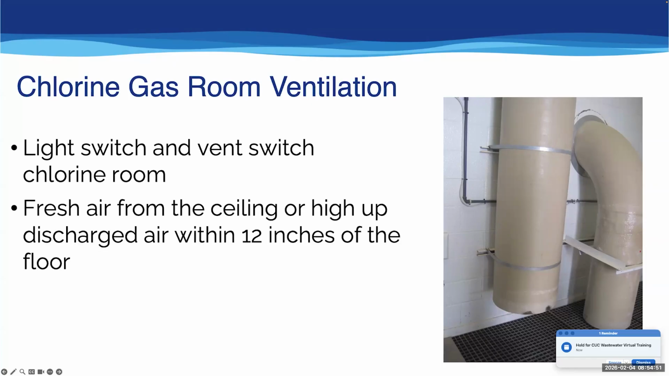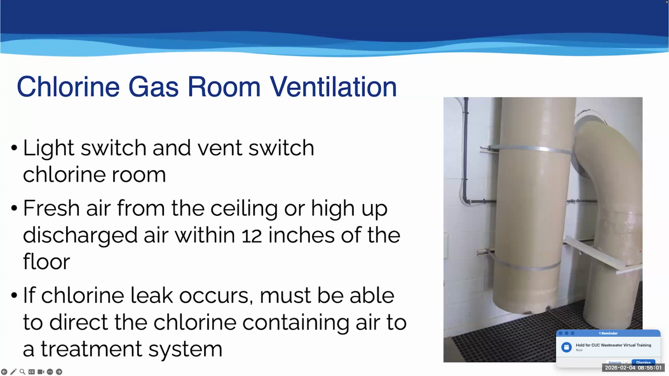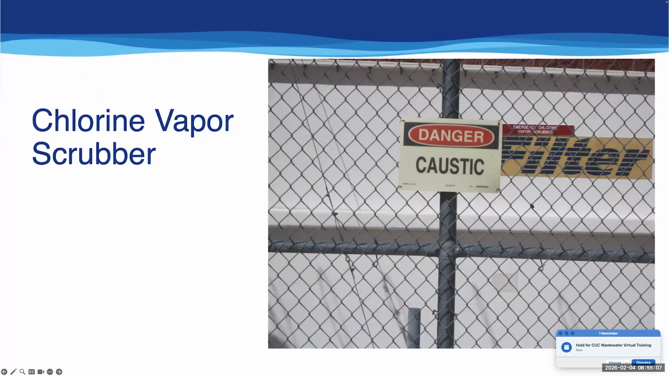So we've got fresh air being discharged within about 12 inches of the floor, and then we've got something very close to the floor that will suck the chlorine contaminated air out and send it off to a treatment system, which is typically a chlorine vapor scrubber, which, as I mentioned, might be built with caustic soda, which has its own safety concerns. Again, you don't want to ventilate chlorine gas out of the building and into the wild. So the idea is that if there is a leak in the room, you get out, you close the door, you let the chlorine scrubber do what it needs to do.